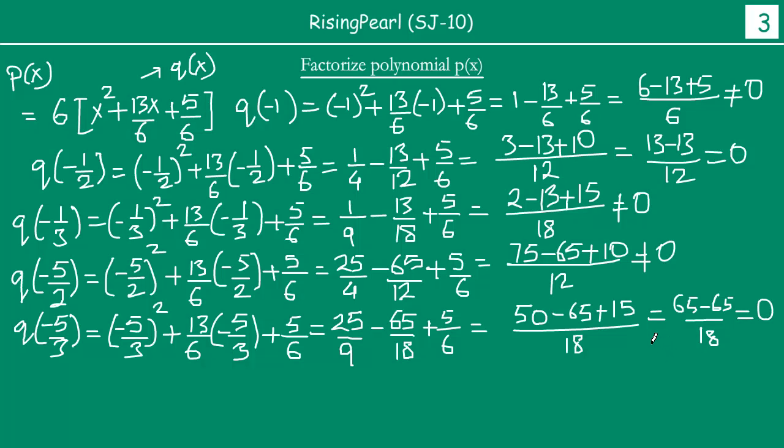So finally, दोस्तों, we found out that q of minus 5 by 3 is equal to 0. And then q of minus 1 by 2 is equal to 0. So this and this is giving you 0. इसका मतलब ये हुआ दोस्तों that जो आपकी पॉलिनोमियल है q, उसे we can write qx as x minus minus 1 by 2.